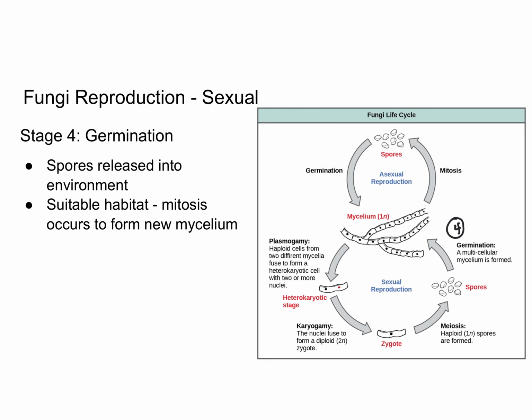If that spore lands on a spot that has a suitable environment, then it is going to go through mitosis in order to form a new mycelium. So the spores might go through mitosis. We'll write mitosis here. So this arrow represents mitosis. And you can see that, remember here, the spores are 1N, and the mycelium is also 1N. So these haploid spores go through mitosis in order to form the haploid cells of a mycelium.